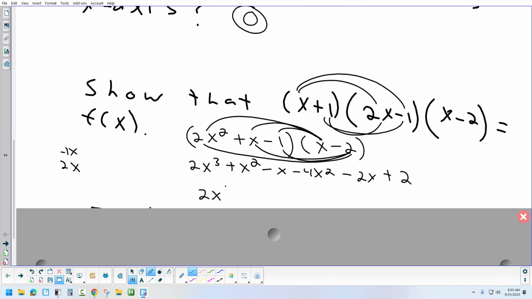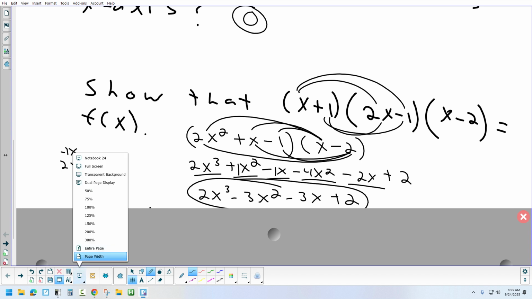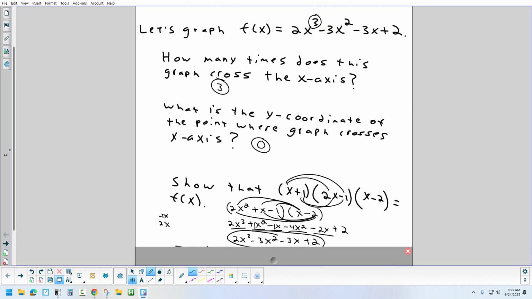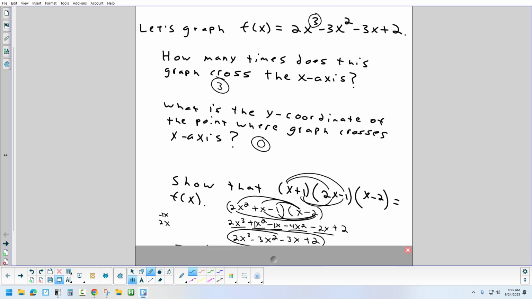So let's combine all that together and see if it comes out the same as what's up above. So you got 2x cubed. We've got 1x squared, take away 4x squared. Negative 3x squared. What's negative 1x take away 2x? Negative 3x. So the only thing is the plus 2. And if we look at what we originally had up above, it's exactly the same thing. So any question why this is the same as that?